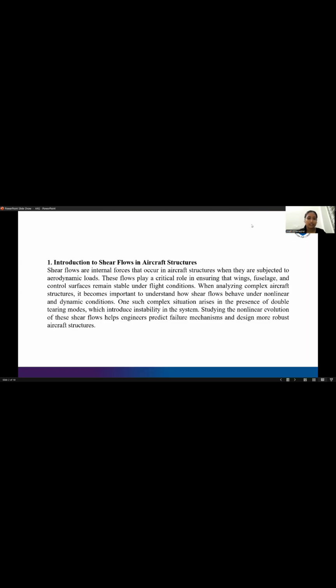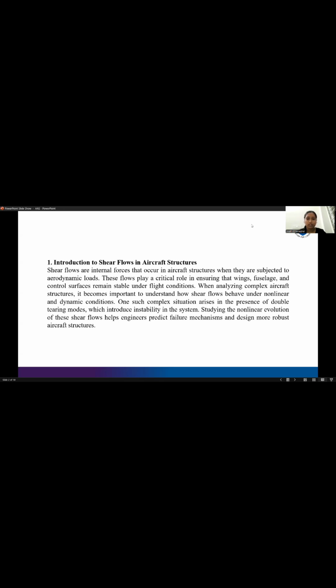Introduction to shear flow in aircraft structures. Shear flows are internal forces that occur in aircraft structures when they are subjected to aerodynamic loads. These flows play a critical role in ensuring that wings, fuselage, and control surfaces remain stable under flight conditions. When analyzing complex aircraft structures, it becomes important to understand how shear flow behaves under nonlinear and dynamic conditions.